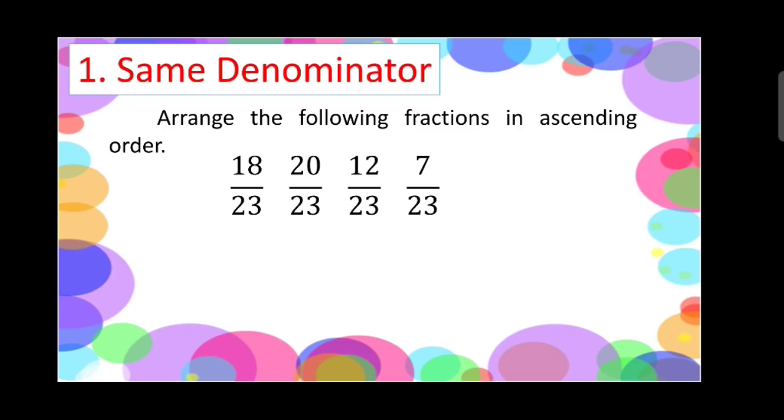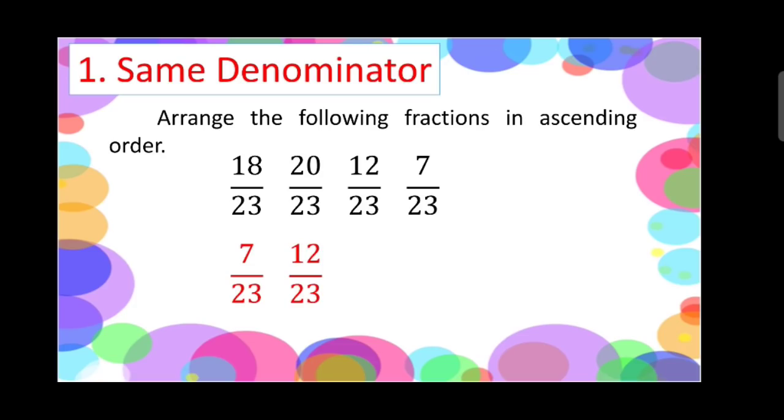So, mapapansin nyo dito, ang numerator natin, 7, 12, 20, 18. Di ba, pinakamaliit si 7. So, sabi niya, ascending order. Pag sinabi ascending order, di ba, papalaki yung value. So, syempre, mauna si 7 over 23. Susunod si 12 over 23. Kasi, susunod na, siya yung maliit na value kaysa sa 18 over 20.